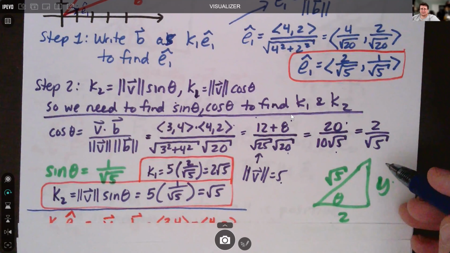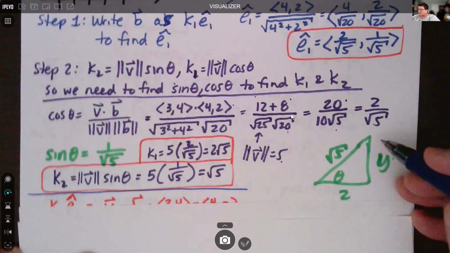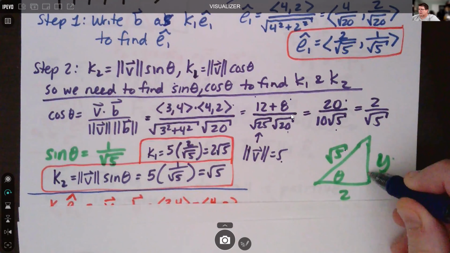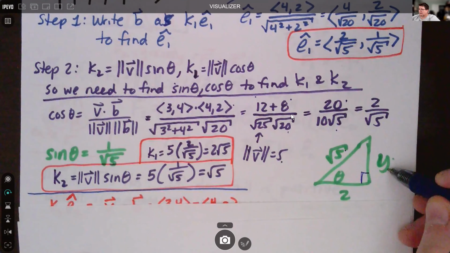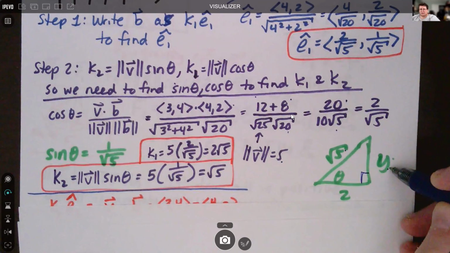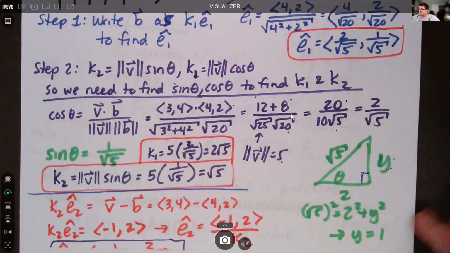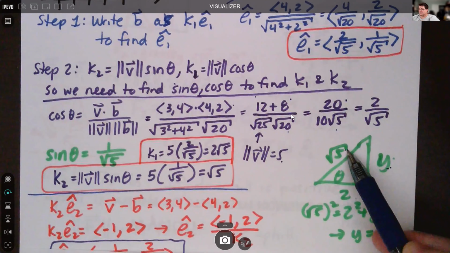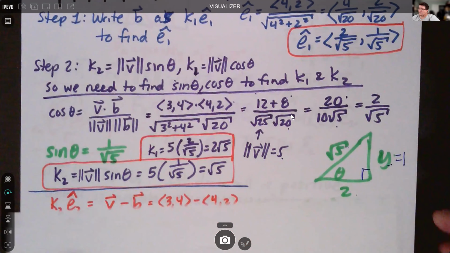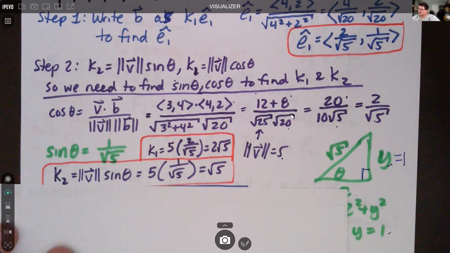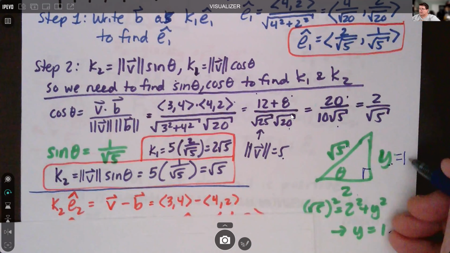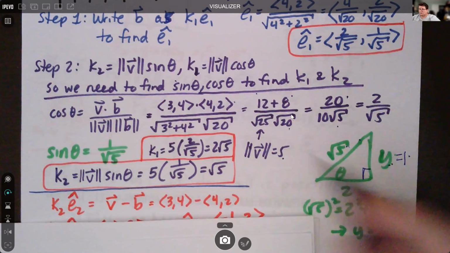I don't want to find that in terms of radians or degrees, I just drew a picture. Cosine theta is adjacent over hypotenuse. So we can find y by the Pythagorean formula: 2 squared plus y squared equals root 5 squared. You're going to find out that y equals 1. And so sine theta is opposite over hypotenuse, 1 over root 5.